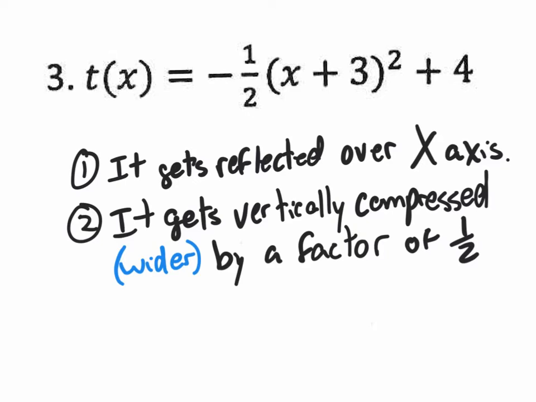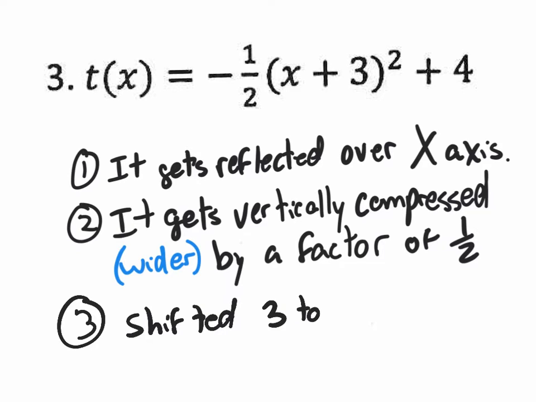And last but not least, we're going to describe our shifts. So this gets shifted 3 to the left and 4 up. So we will have a couple of these questions where you have to just look at an equation and say, from my parent graph, describe all the different transformations that it has to go through in order to get to this new t of x function, which is this. Okay, what do you guys think?